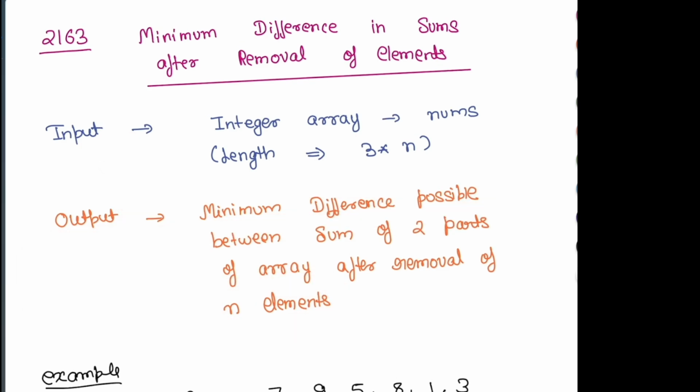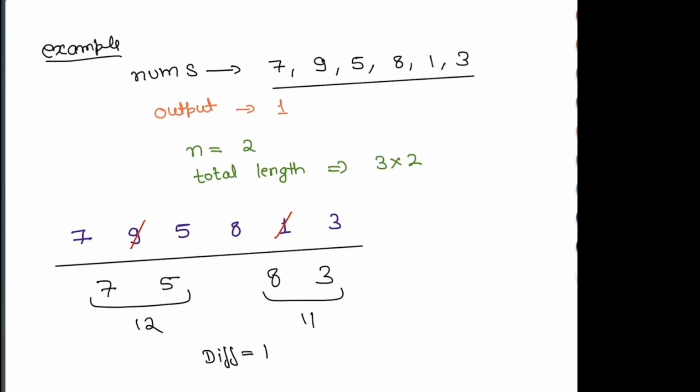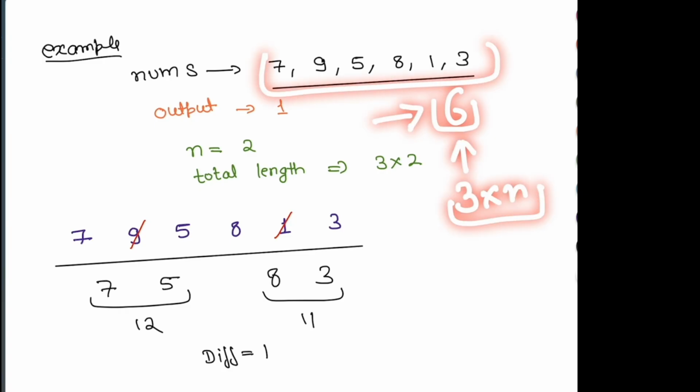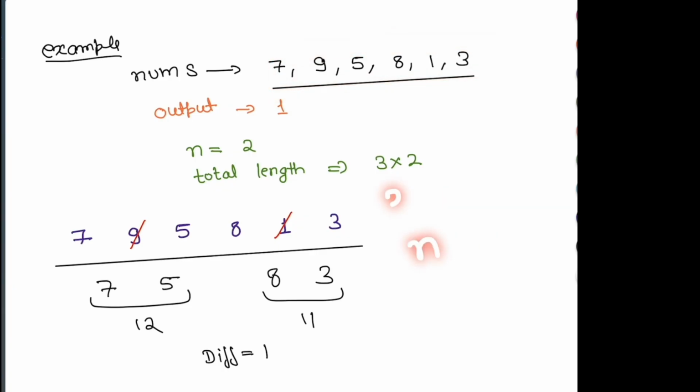Now let us try to understand the problem with one example. In the example, the given array nums is 7, 9, 5, 8, 1, 3. So there are a total of 6 elements, and as we know from the question, the number of elements in our array will always be a multiple of 3. Since the length of our current array is 6, and it is a multiple of 3, we can say 3 multiplied by n is equal to 6. So the value of n is going to be equal to 2.